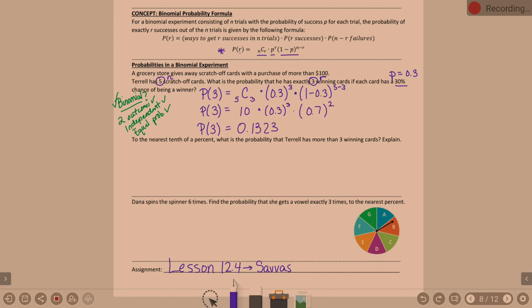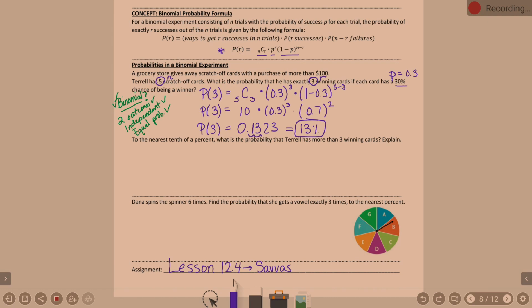0.1323 as a decimal. Since they used a percent in the problem, I'm going to go to a percent. And if we move our decimal 2 to the right or multiply by 100, we're going to be at 13%. So he has a 13% probability that he has exactly 3 winning cards. That is if each card has a 30% chance of being a winner.